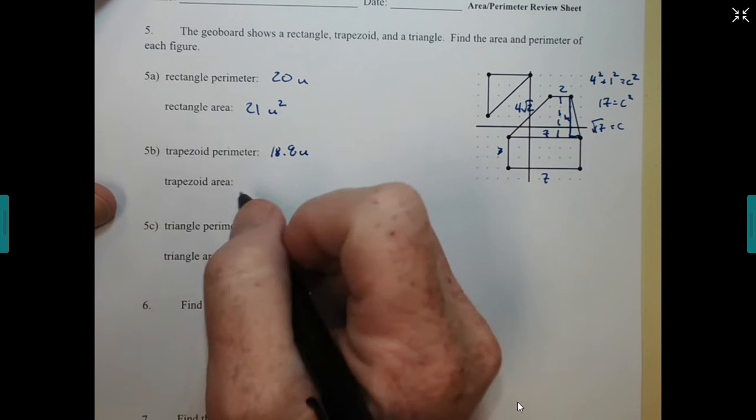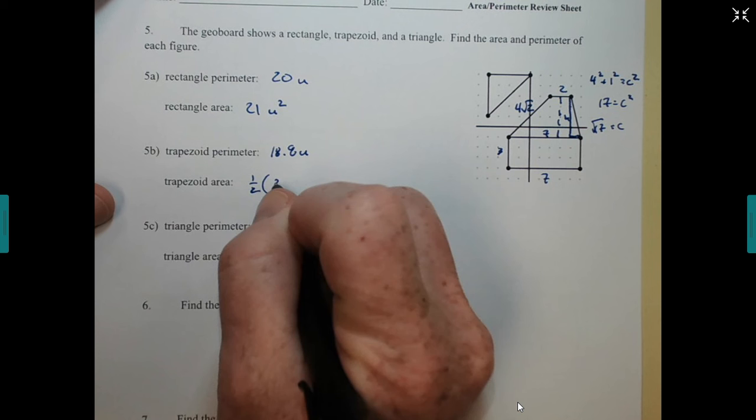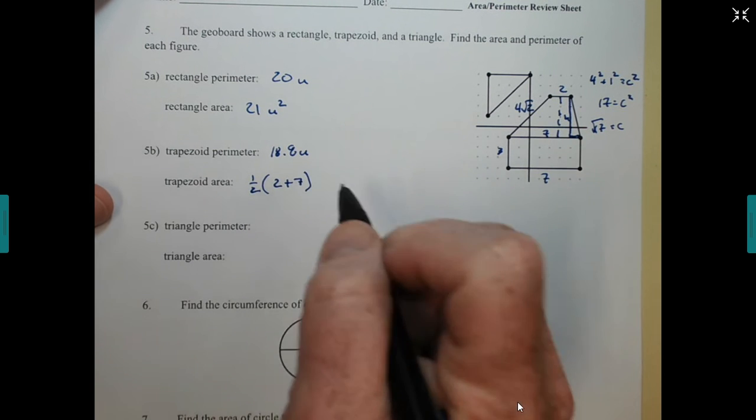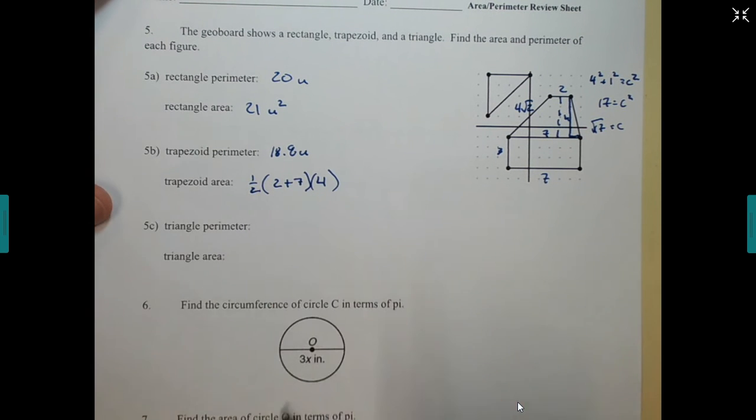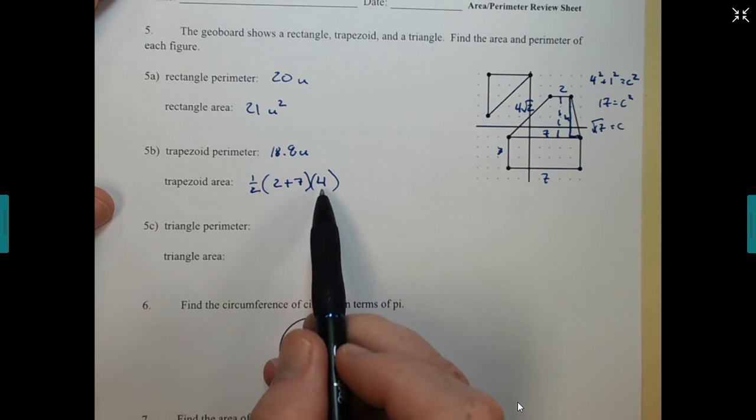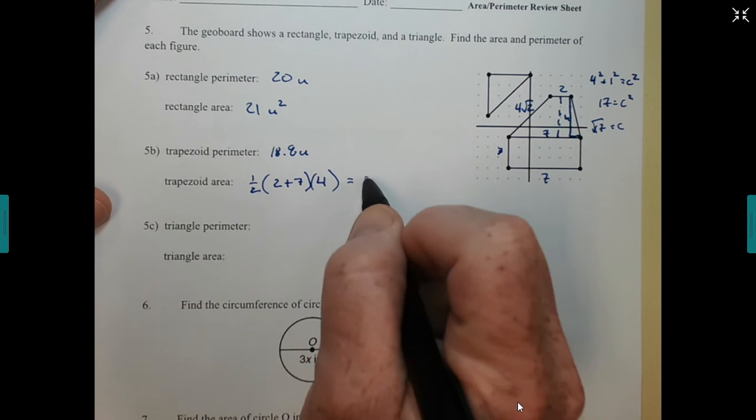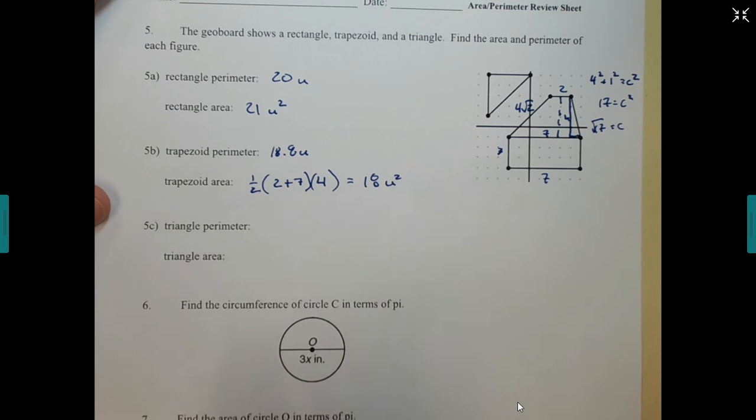The area is a little bit easier because I just need 1/2, add up the two bases, which were 2 and 7, and the height I was able to count, which was 4. So 9 times 4 is 36, and half of that's going to be 18 square units.